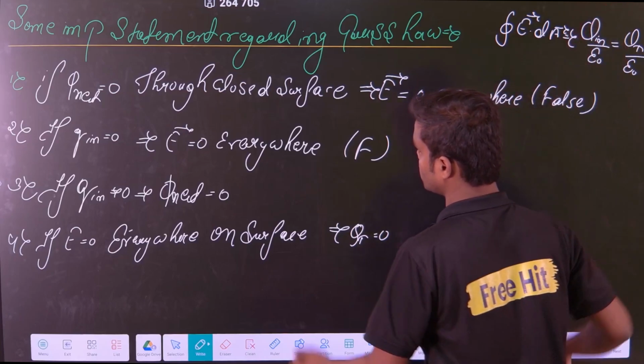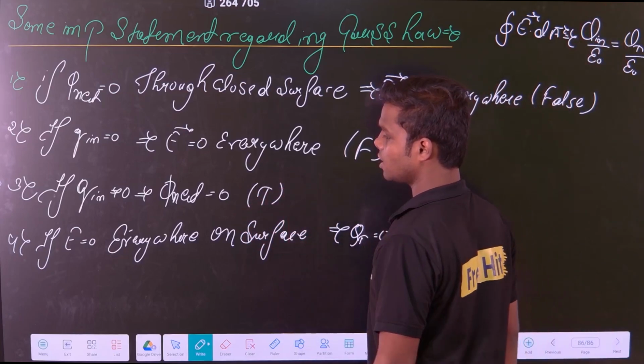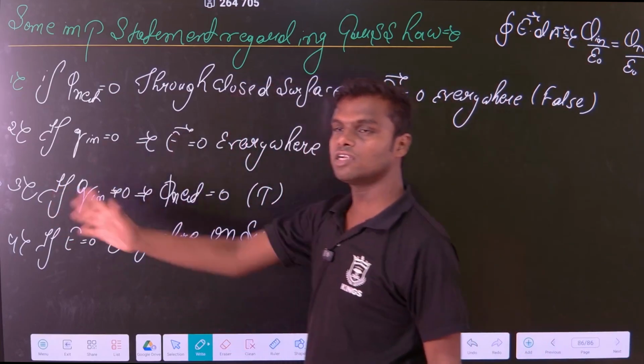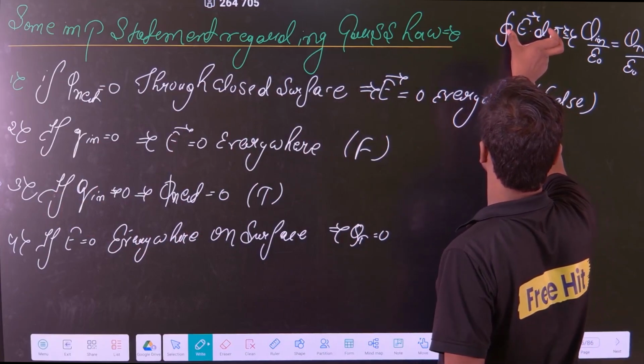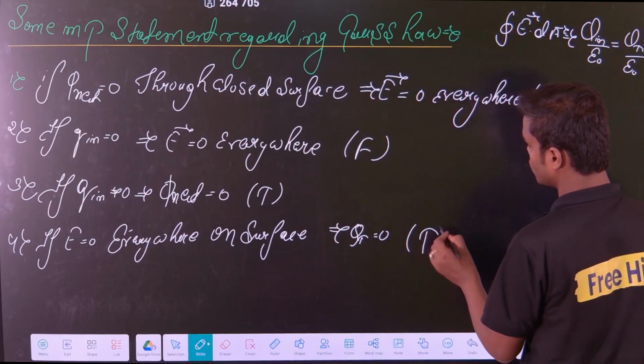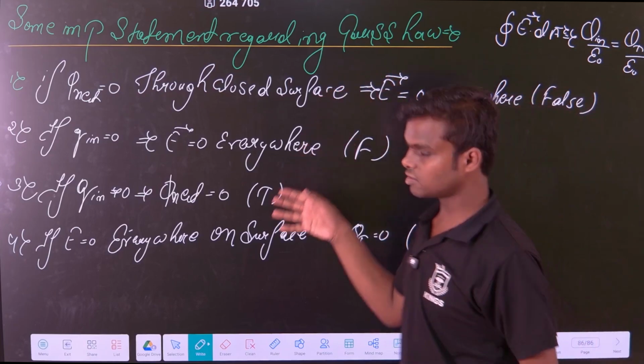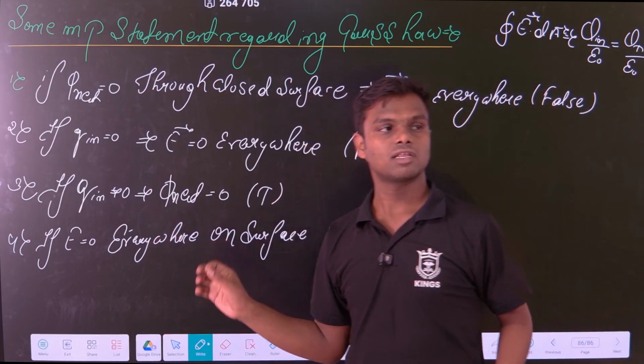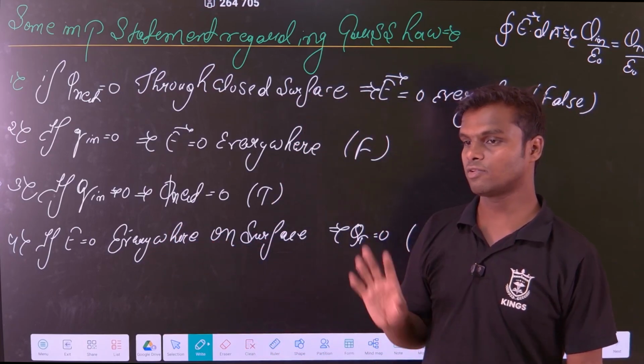So that means total flux is 0. That is a true statement. If my electric field is 0, then this thing will be 0. Then obviously the total charge will be 0. So that means this is also a true statement. So these are the important statements. If these statements are clear 110%, then we will proceed further.